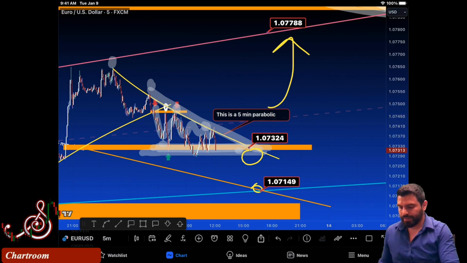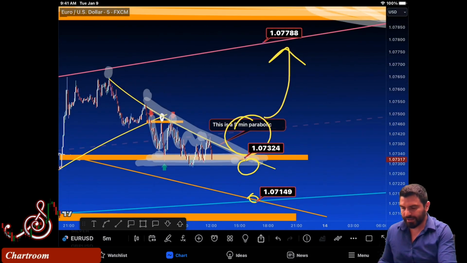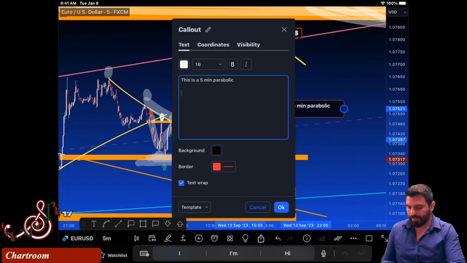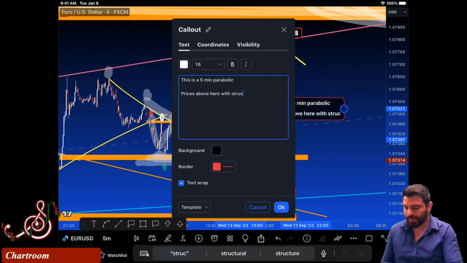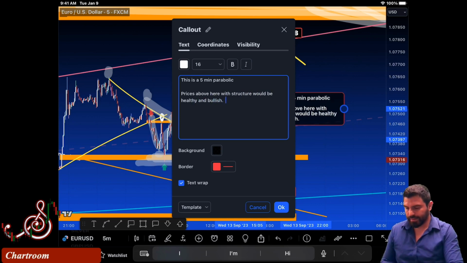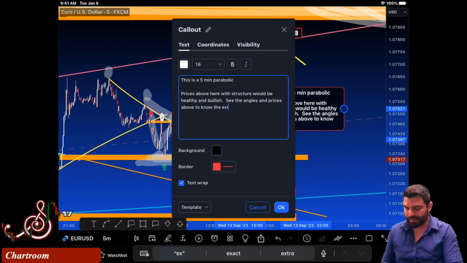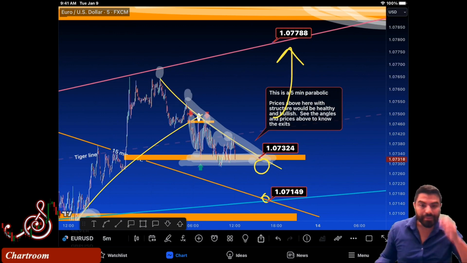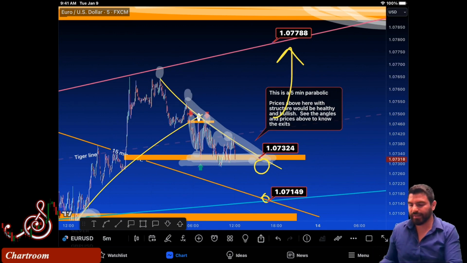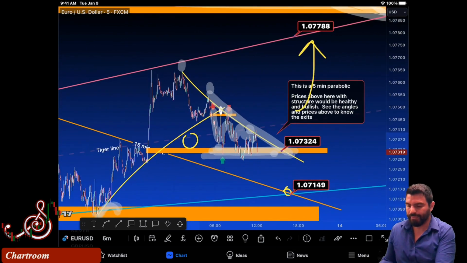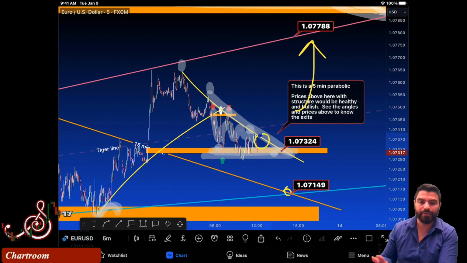Here it is. Okay. So this is the healthy area. I need to put, by the way, prices above here with structure would be healthy and bullish. See the angles and prices above to know the exits. So now I have maybe 2 reasons why I'd want to get in, based on the rounding action at the sword cut and a break above.